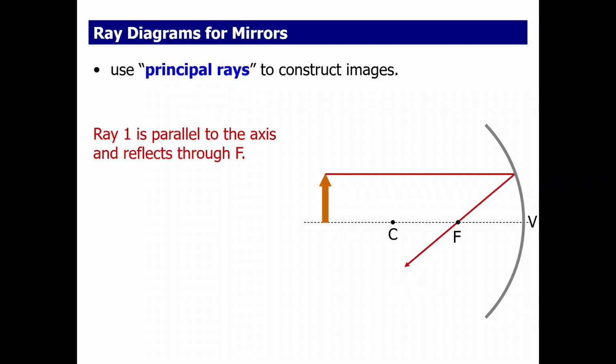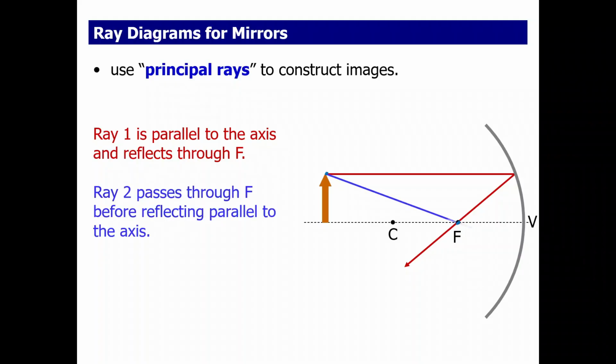So the first possible ray that you can draw, and I usually draw this one because it's really easy to draw, you go parallel to the axis. So you go from the top. We always go from the top of the object. We don't have to do any of the other rays except for the ones that start at the top of the object. We go directly parallel and then it passes through the focal point. So that's the first possible ray. I draw that one every time. It's a really easy one to draw.